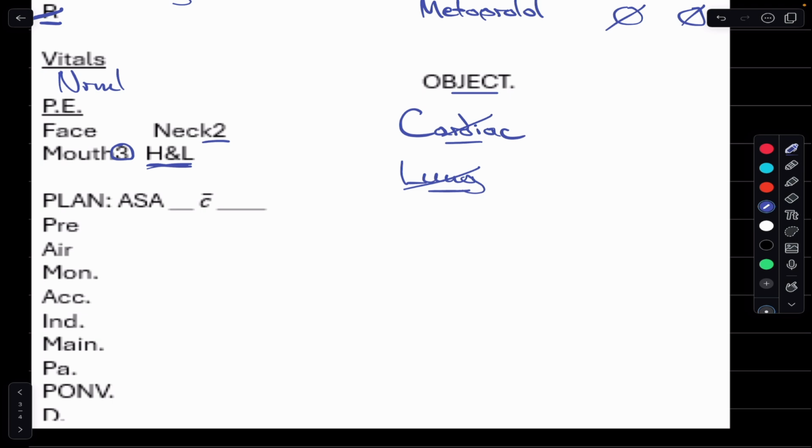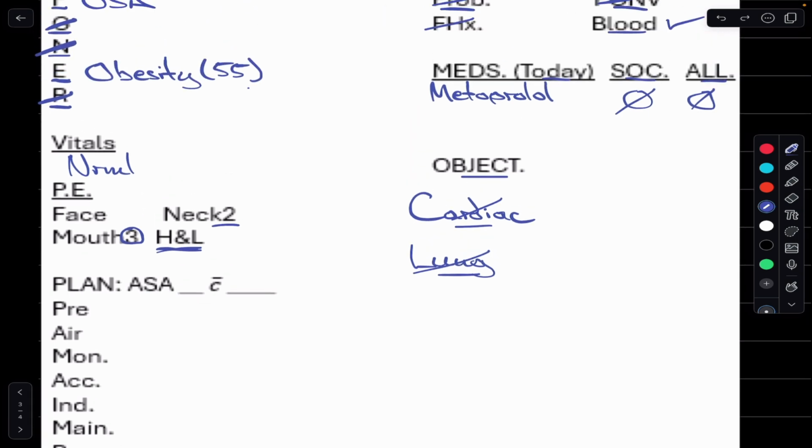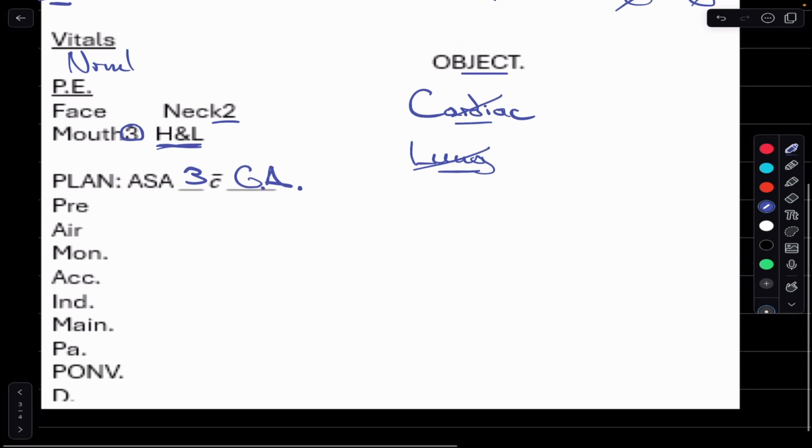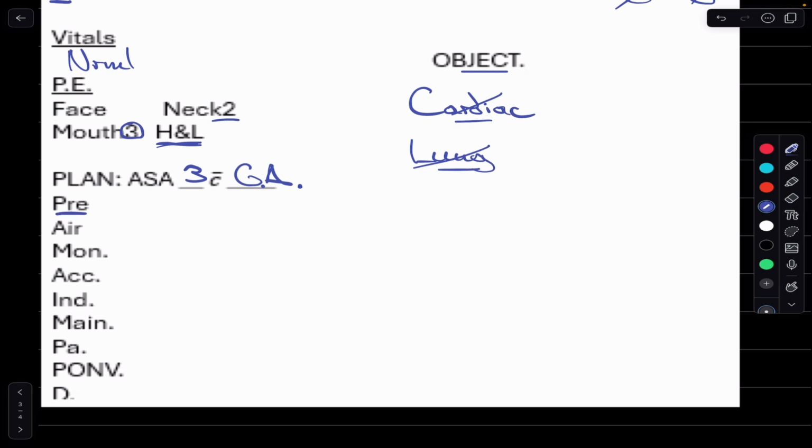I would write down that the key component of the plan is going to be their ASA score. So for this patient, they're automatically going to be at least ASA 3 because their BMI is 55. So we'll say this patient is ASA 3, and this symbol here means with. So I would say general anesthesia because they're undergoing laparoscopic appendectomy.